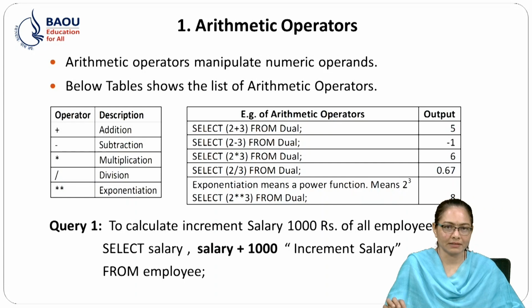We can also write this statement like select salary, comma, salary column plus 1000 as increment salary, then from the table name, from employee. Here we write increment salary in double quotation. It is displayed in the output as the column name. It will display every employee's salary incremented by 1000.